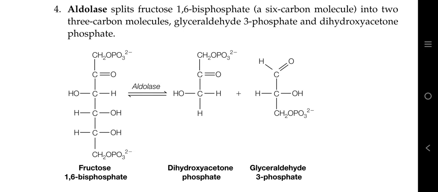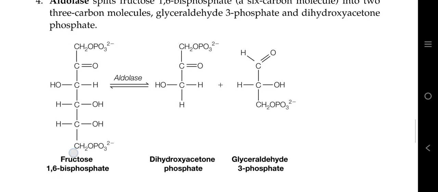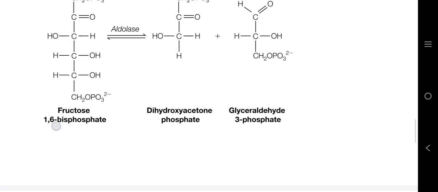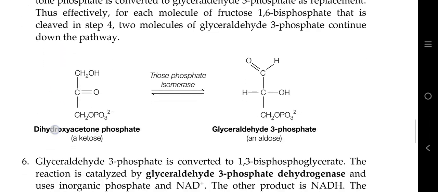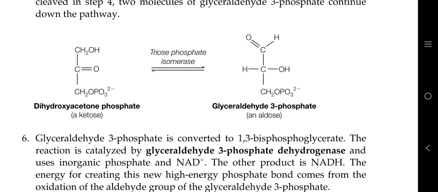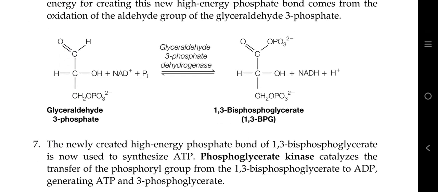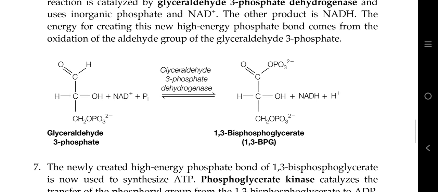In the previous video we looked at the splitting of the fructose 1,6 bisphosphate by aldolase enzyme. Two molecules were produced, dihydroxyacetone phosphate and glyceraldehyde 3-phosphate. This dihydroxyacetone phosphate was further converted or isomerized into glyceraldehyde 3-phosphate by the triose phosphate isomerase enzyme. So at this stage we have two molecules of glyceraldehyde 3-phosphate, and both of these molecules will continue down the pathway. So the next reaction is the conversion of this glyceraldehyde 3-phosphate into the 1,3-bisphosphoglycerate.